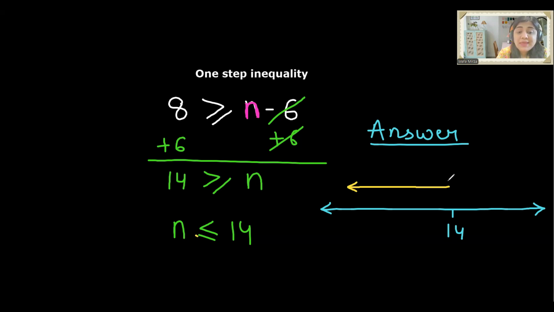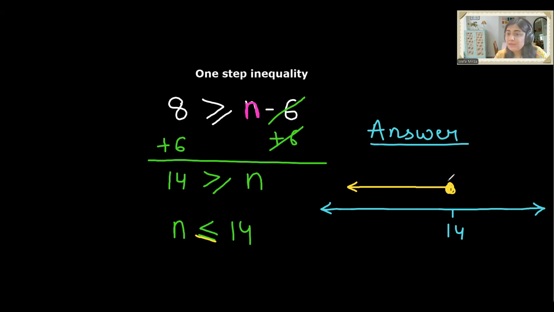It is also equal to 14. So if it is also equal to 14, 14 will be included in your answer. So you have to use a dark circle here. Whenever an equal to sign is there, you have to use a dark circle. Whenever an equal to sign is not there, you have to use an open circle.